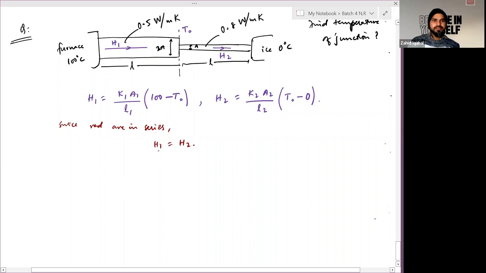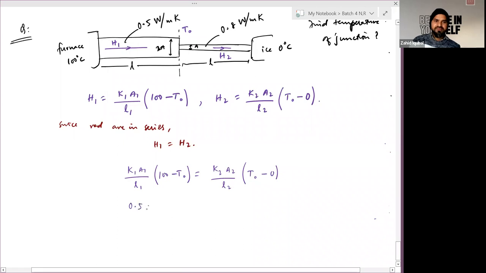Let me solve it. We have H1 as Ka divided by L, temperature difference 100 minus T naught. H2 is Ka divided by L, temperature difference T naught minus 0. Now put the value of K1, A1 on each variable part.